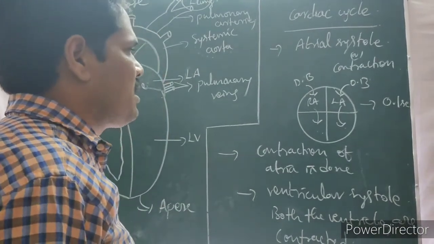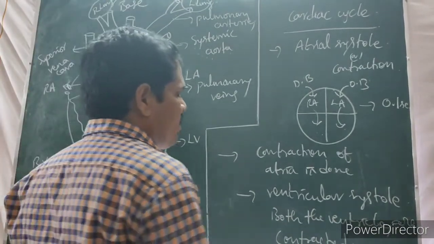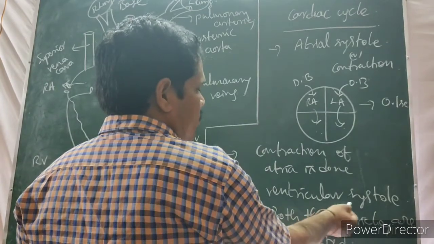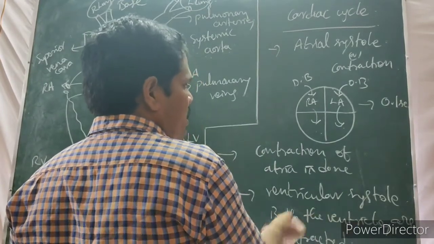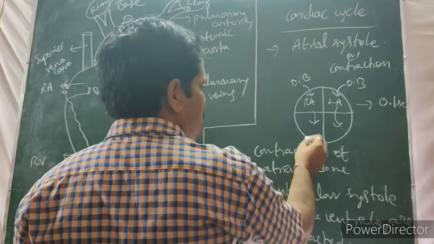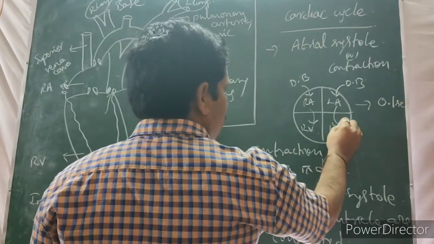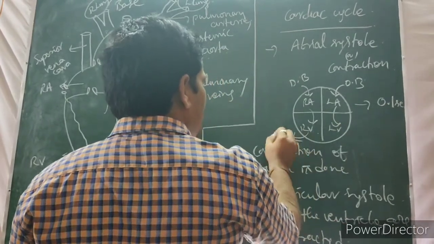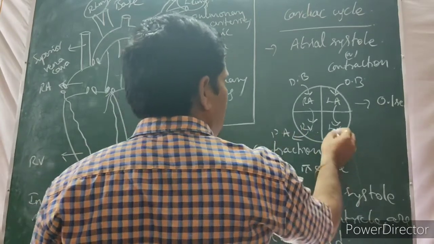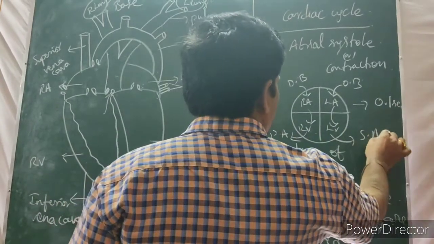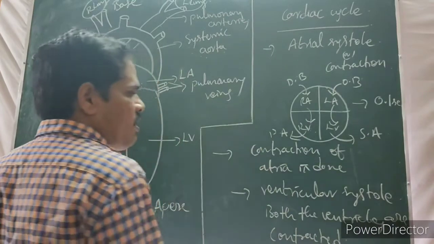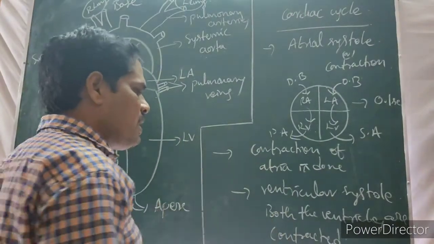Both the ventricles are contracted. So here, what happened? Whatever blood is there in the ventricles, right ventricle and left ventricle, enters into the pulmonary arteries and into the systemic aorta. Ventricular systole means both the ventricles are contracted.